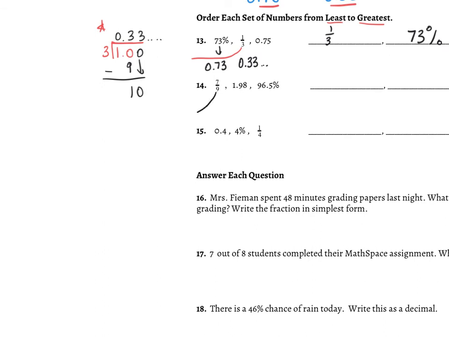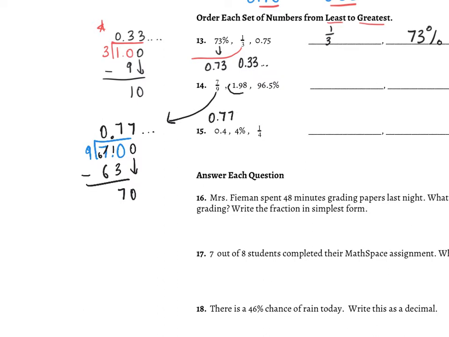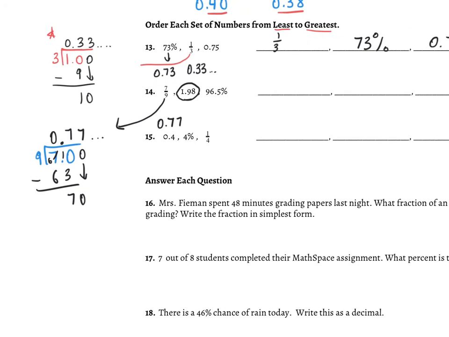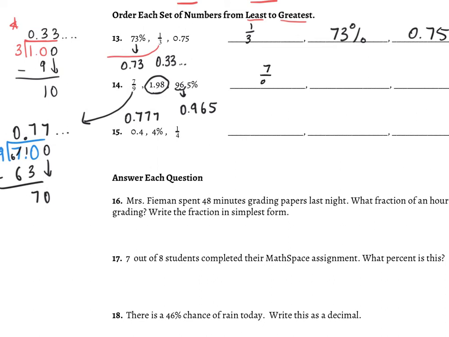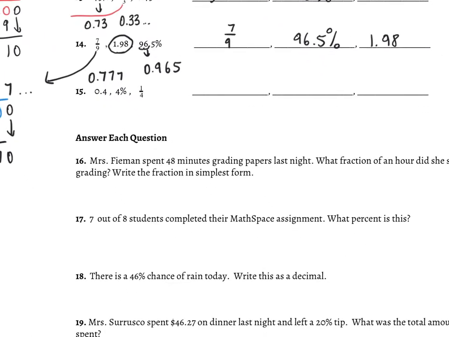Okay, I'm going to do the same for 7/9. When you divide 7/9, what do you get? That's right, you also get a repeating decimal here. So I'm going to stretch it out. I know this is a whole, so that's definitely going to be the largest. And remember, this as a decimal, I'm going to move that decimal back 2 places, 965 thousandths, right? If I need to compare these two, I'm going to add one more digit there. I can see 7/9 is the smallest, 96.5% next, and then 1.98.